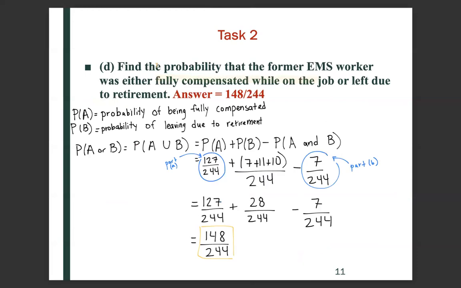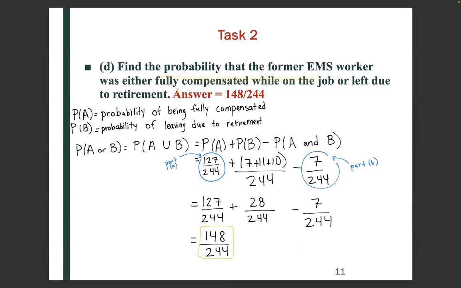Part D, find the probability that the former EMS worker was either fully compensated while on the job or left due to retirement. Here I'm going to define probability A as the probability of being fully compensated, and probability B as the probability of leaving due to retirement.